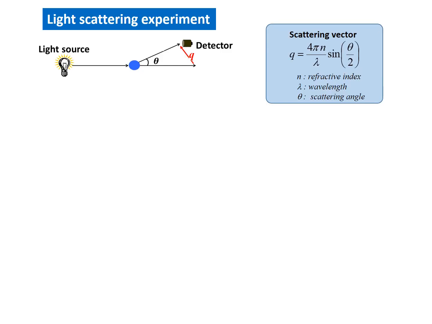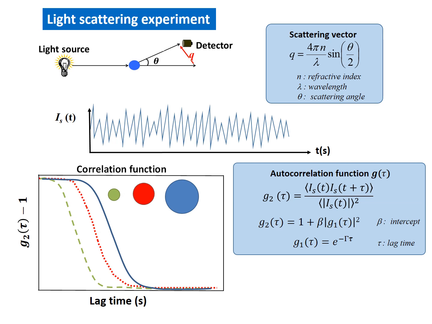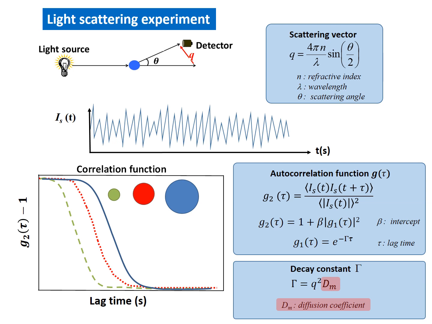In a typical light scattering experiment, the intensity of scattered light is measured at a certain scattering angle that can be associated to a scattering vector Q. In particular, a dynamic light scattering spectrometer measures the fluctuations of scattering intensity with time. These fluctuations can be converted into an autocorrelation function. A decay constant can be estimated from curve fitting, and then a diffusion coefficient can be calculated.